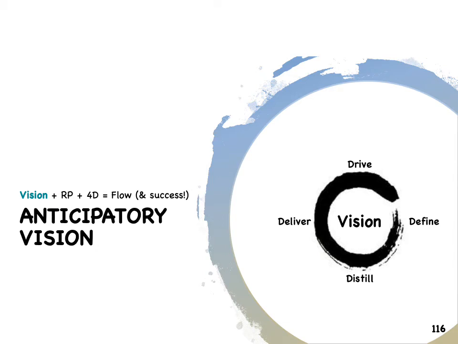In this section, we're going to talk about anticipatory vision. This actually comes from a couple of books written by Dr. Daniel Burris, and we've adapted them to flow. His one book is The Anticipatory Organization, and his other book is Flash Foresight. He's probably written tons of books beyond that, but those two are excellent.